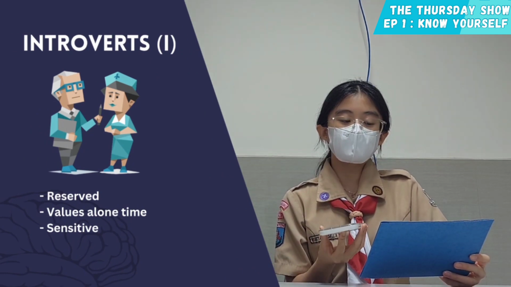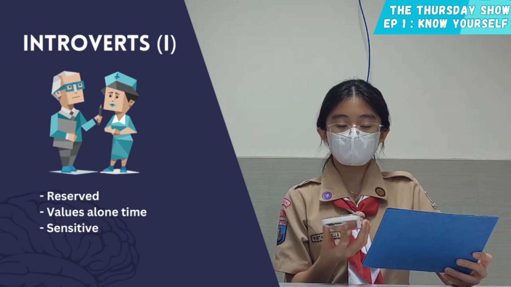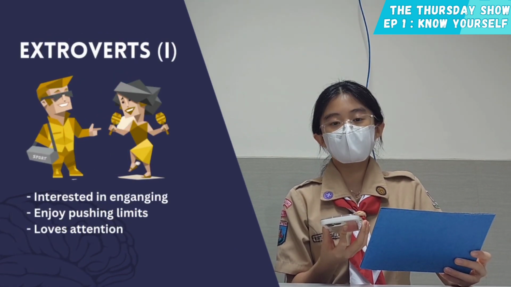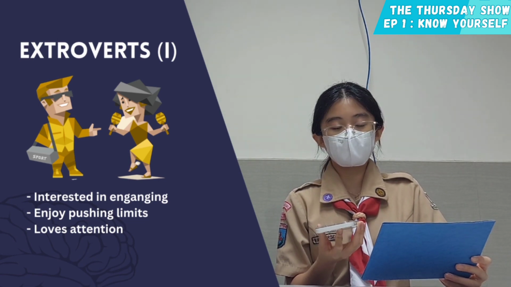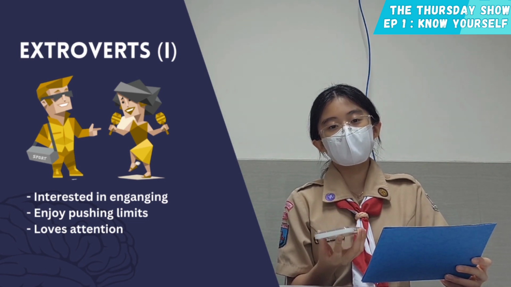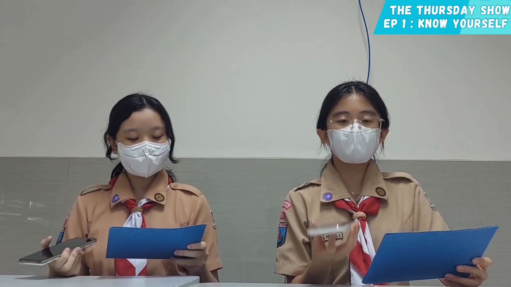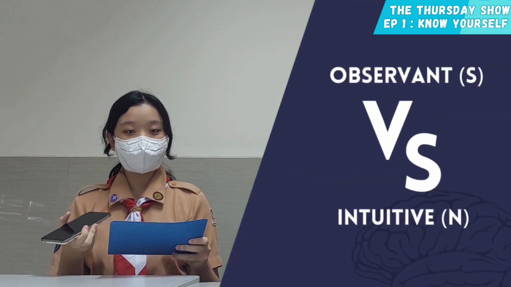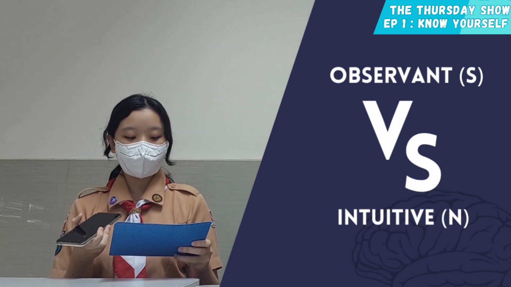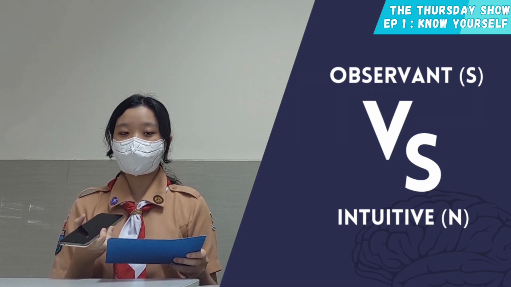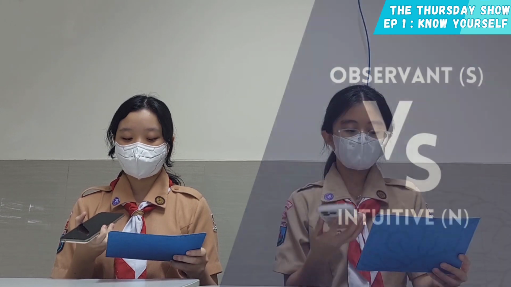They value their alone time and are sensitive when reading the environment. Meanwhile, extroverts are interested in engaging with their surroundings. They enjoy pushing limits and taking initiatives. Extroverts tend to love attention and are lively at social gatherings. Next, we have S versus N, also known as observant versus intuitive. These traits describe what people are most likely to do with the information gathered from the world around them.